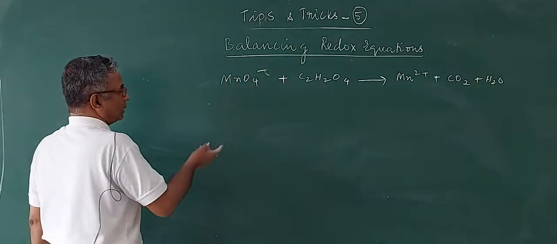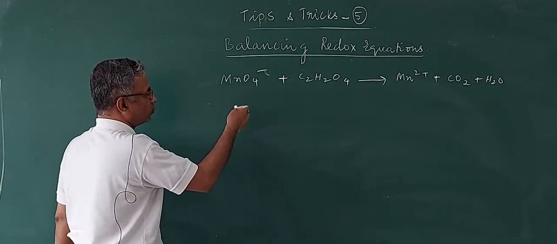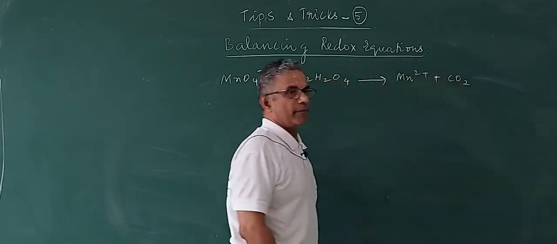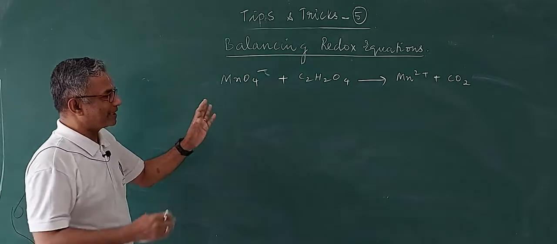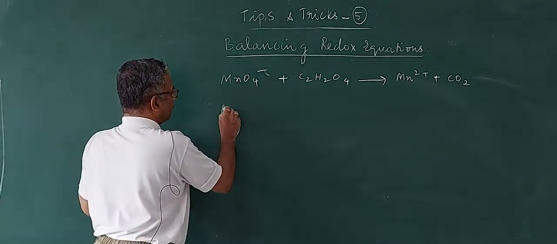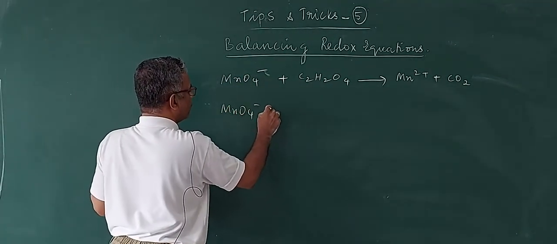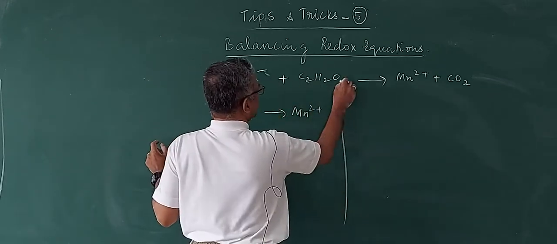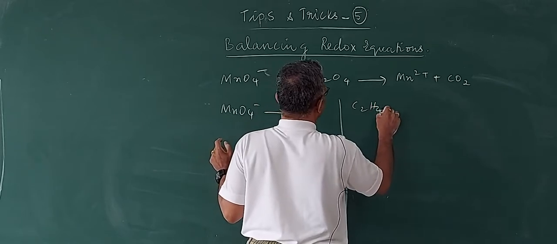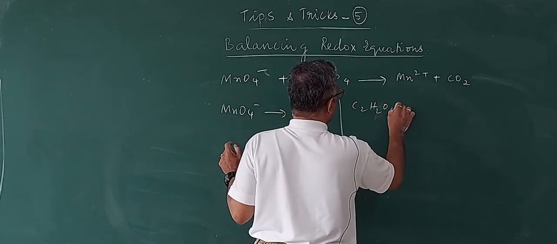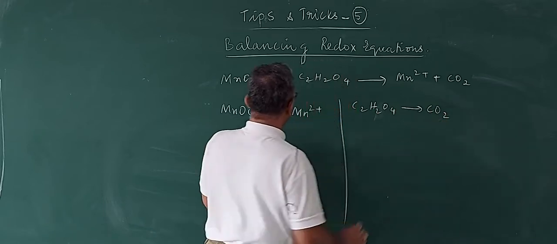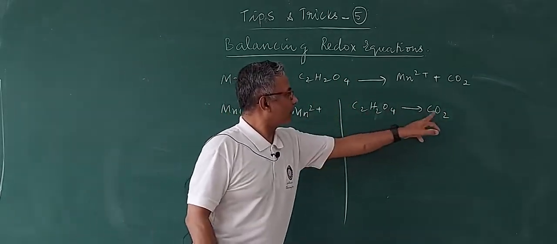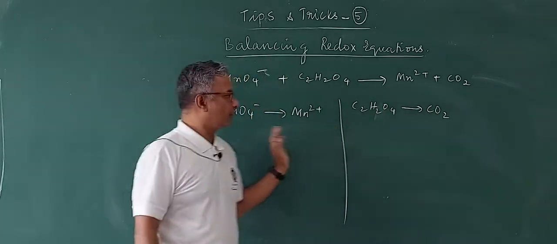Then the next step is remove the H plus, OH minus and water. There is only one water here, so I am removing the water. So the third step is separate the couple. How do you separate the couple? MnO4 minus becomes Mn2 plus. And similarly C2H2O4 becomes CO2. So you can easily identify the couple. Take similar atoms, this will be one couple, take similar atoms, this will be another couple. So you separate this.